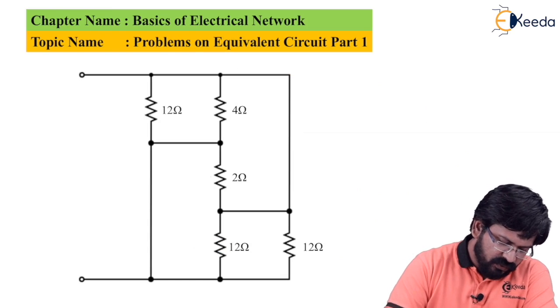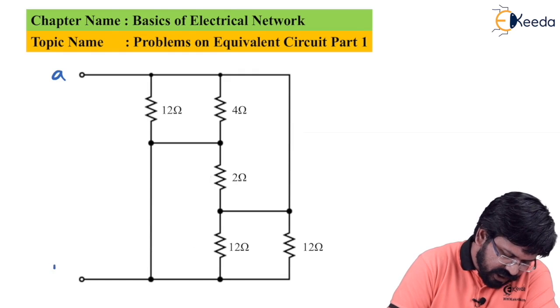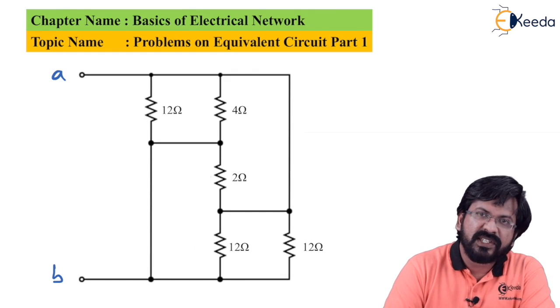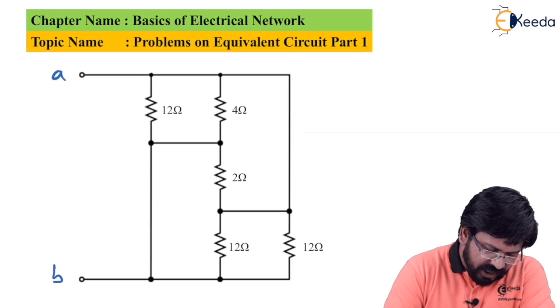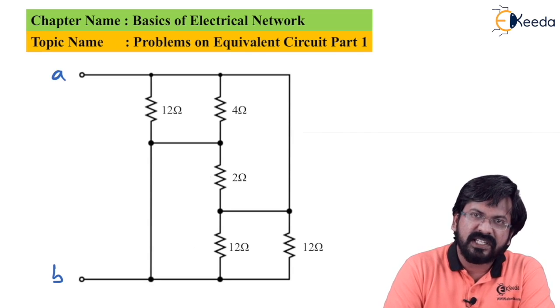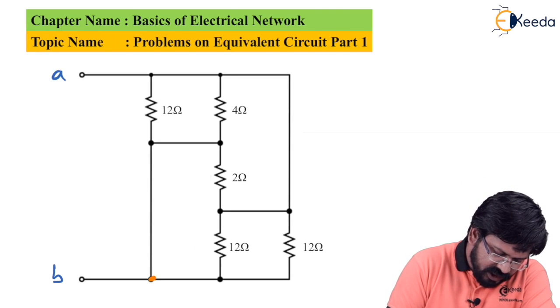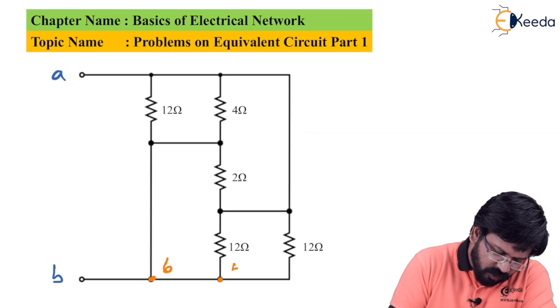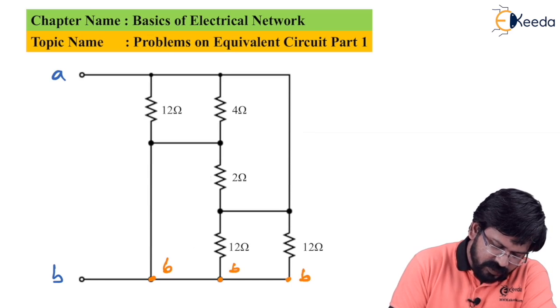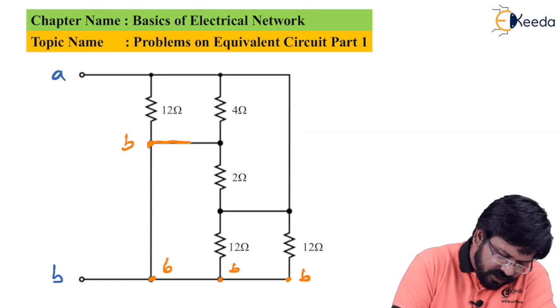In this problem also, we have to find an R equivalent between A and B points. So assume this is A and this is B point. As you can see, like the previous problem, there is again a complex circuit. A complex circuit can be solved very easily by using the point method. So if this point is B, I can consider this point as B. I can consider this point as B. As you can see, this point and this point are directly shorted. I can claim this is also B. Then in turn, this is also B.